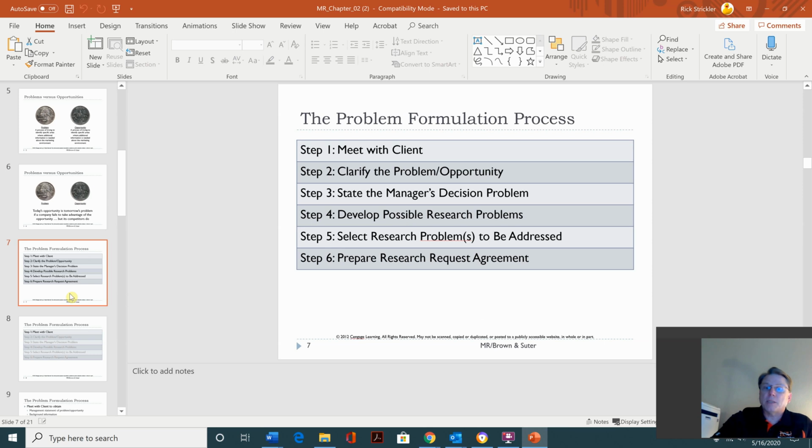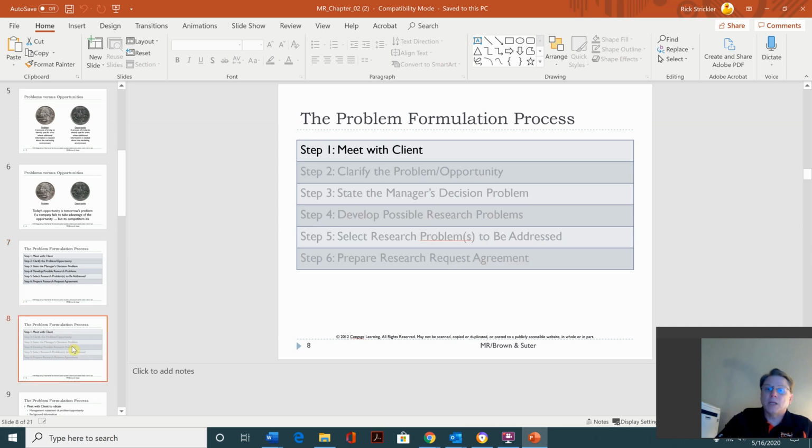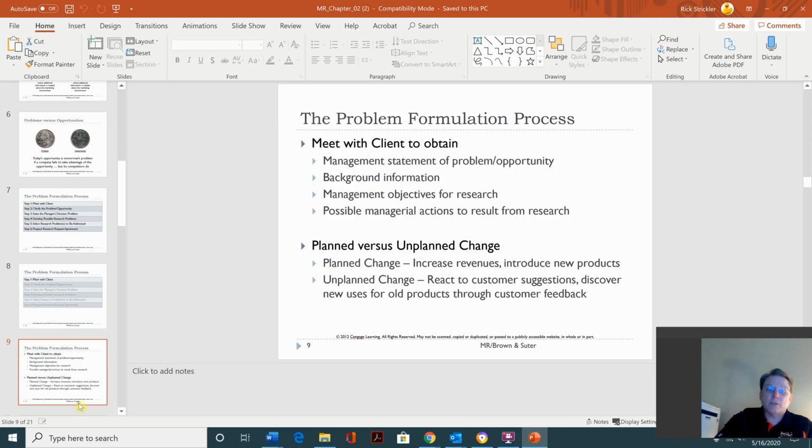Okay, the problem formulation process. Meet with the client, see exactly what their expectations are, what their issues are, and have them explain it firsthand. Clarify the problem or opportunity so that you understand exactly what they're trying to accomplish. State the manager's decision problem, develop possible research problems, select the research problem to be addressed, and prepare a research request agreement so that everybody's on the same page and understands exactly what you're proposing and what they want you to accomplish. So, talking about meeting with the client first.